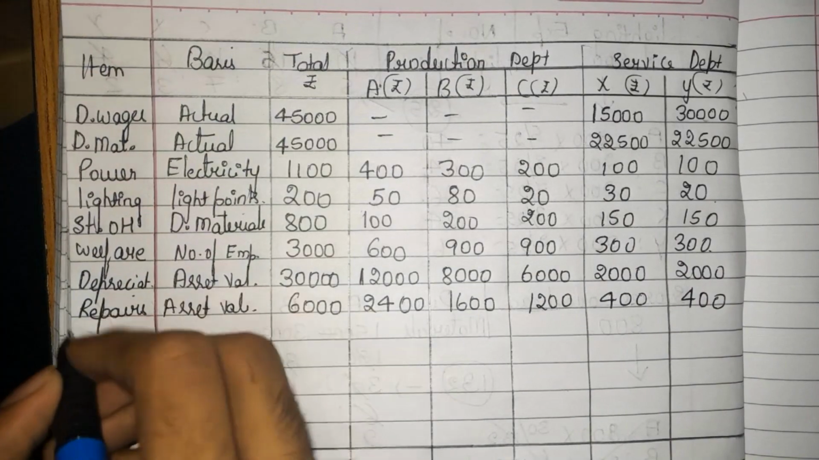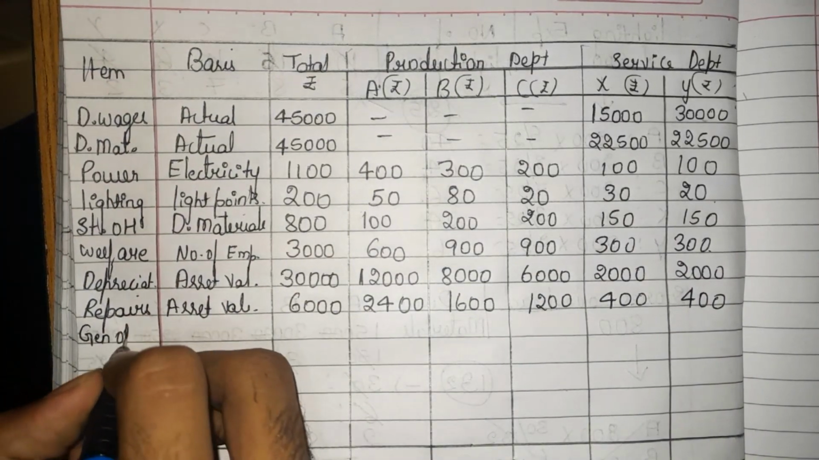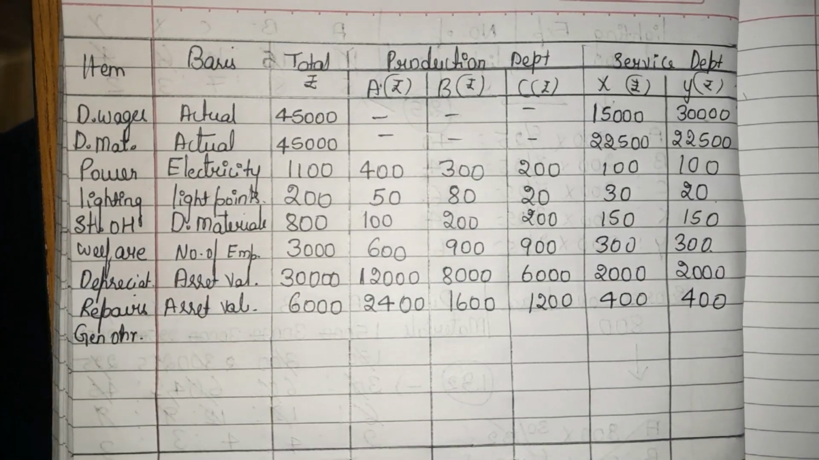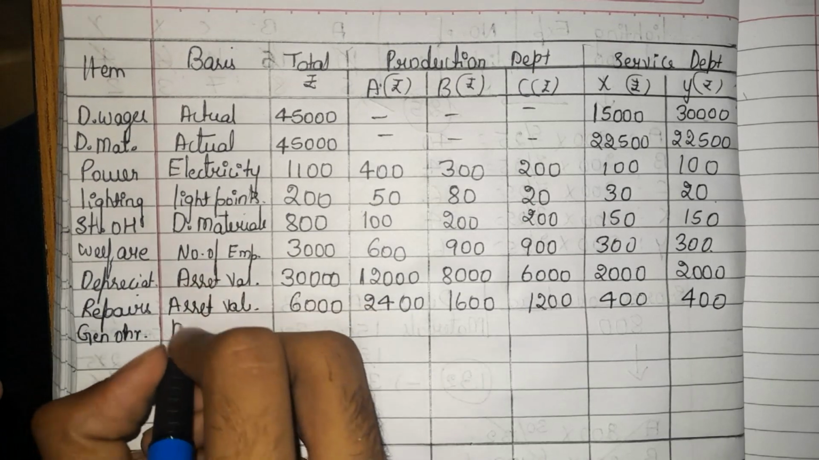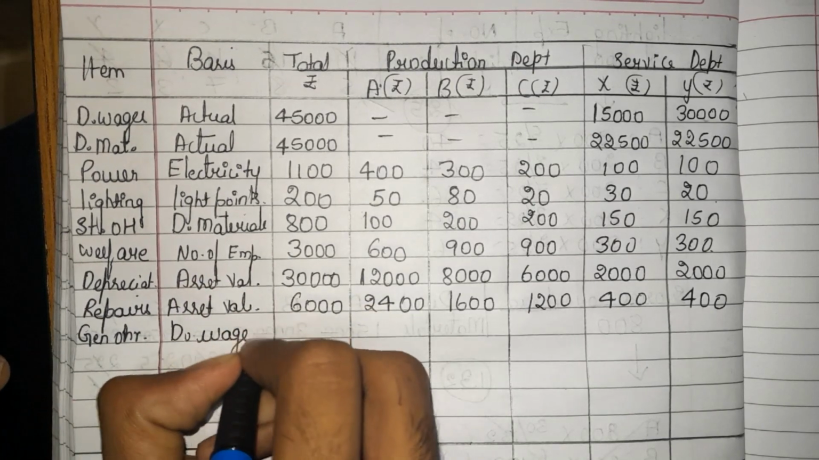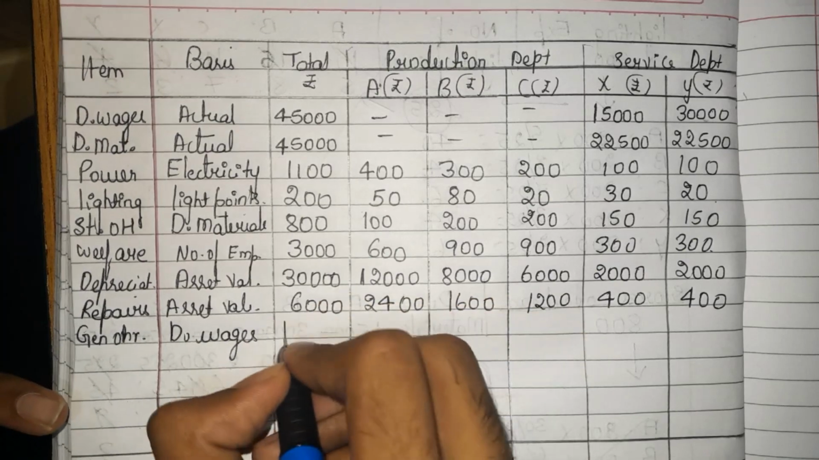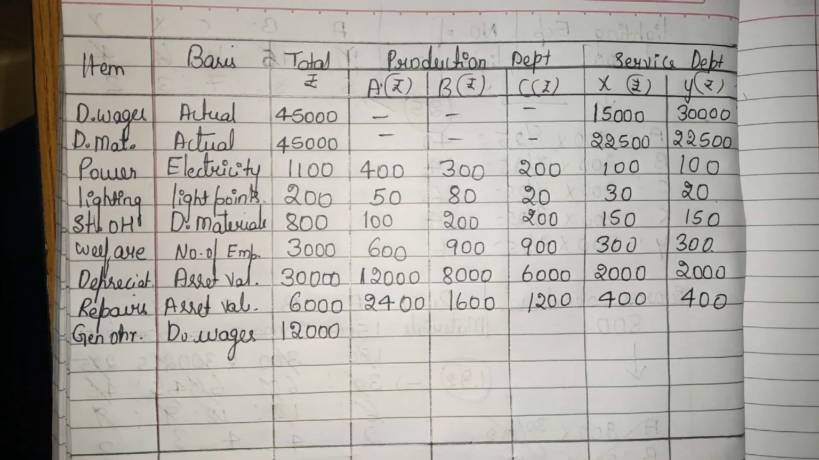Next, what expenses are we having? We are having general overheads. The general overheads we will calculate on the basis of direct wages. What is the total general overhead expense? It is 12,000. Now let us see how to apportion this. General overhead is a total of 12,000, on the basis of direct wages.